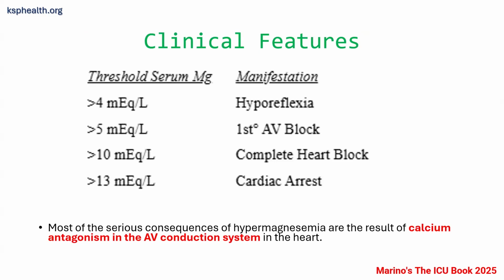Clinical features of hypermagnesemia: normal magnesium being 1.7 to 2.4, if it is more than 4 milliequivalents, hyporeflexia will become evident. More than 5 is associated with first-degree AV block, that means prolonged PR interval. More than 10, complete heart block; more than 13, cardiac arrest. In addition to the cardiac effect, my experience is they will have respiratory muscle weakness. You've got to intubate right away.